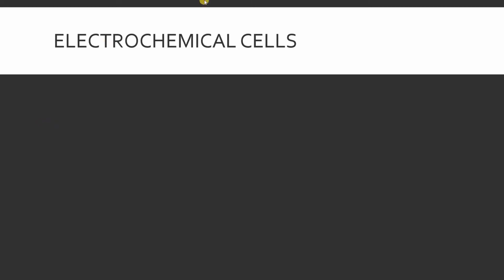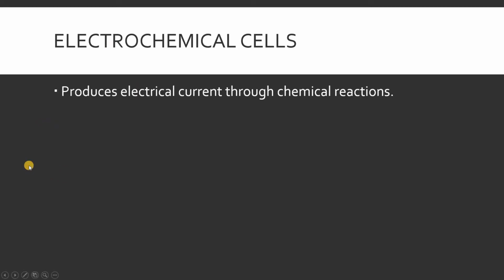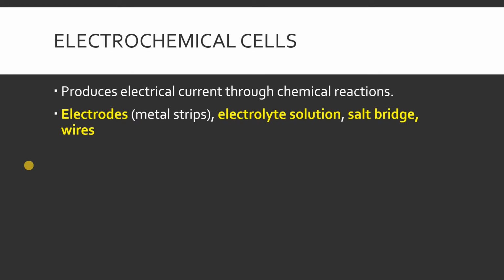So, what is an electrochemical cell? This particular slide says an electrochemical cell produces electrical current through chemical reactions. That's pretty simple. So electrochemical, so electrical things through chemical reactions and cells that contain them. What is the basic component of that? Well, you're going to have two electrodes. Those are metal strips that sit inside of an electrolytic solution.